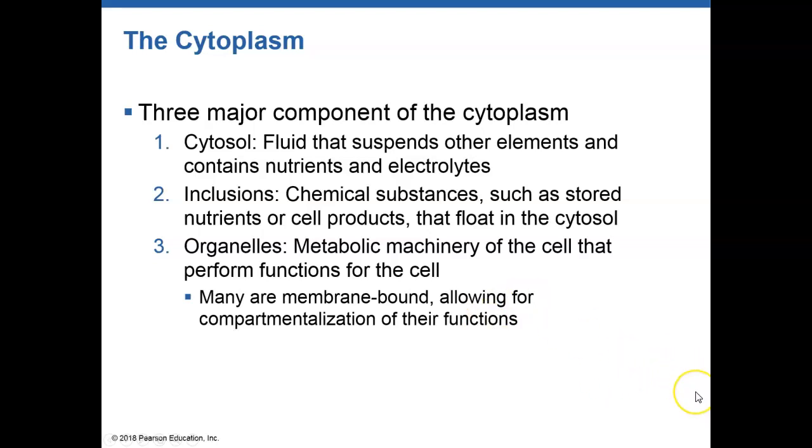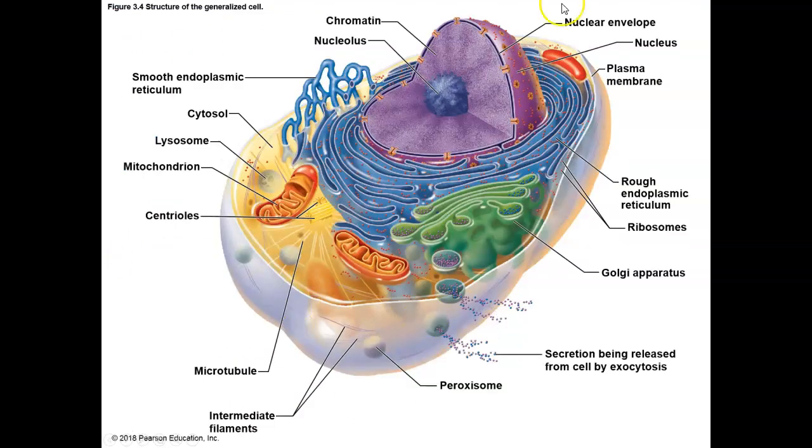Inclusions are substances that are stored, such as nutrients or potential waste products that need to be released from the cell. And then organelles are the actual machinery. They're the tiny little organs of the cell. That's what I call them. They're tiny organs that function in the cell like our organs function in our body. Okay, and they all have different functions, but they work together overall.